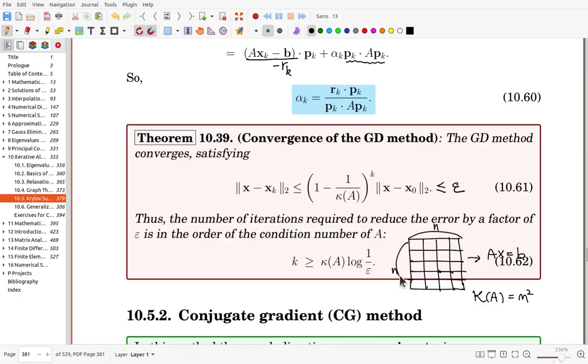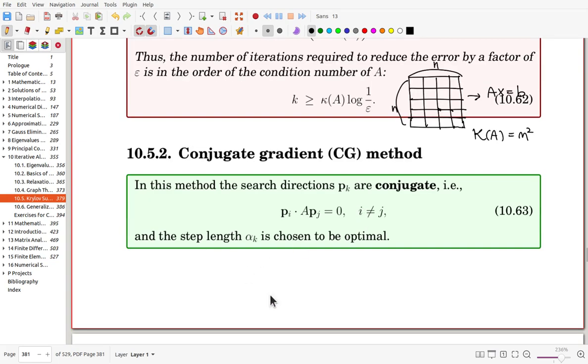And once you choose, for example, 100 points in each direction, then the condition number of the corresponding algebraic system will be order of 10,000. So it's very large. So the number of iterations must be very large to get reasonable convergence. The gradient descent method is not so fast. It's slow.